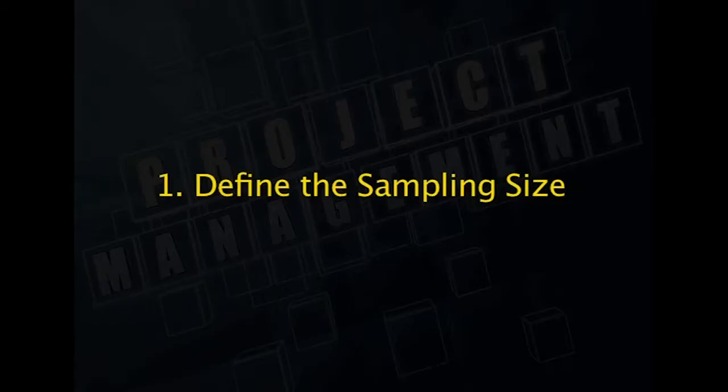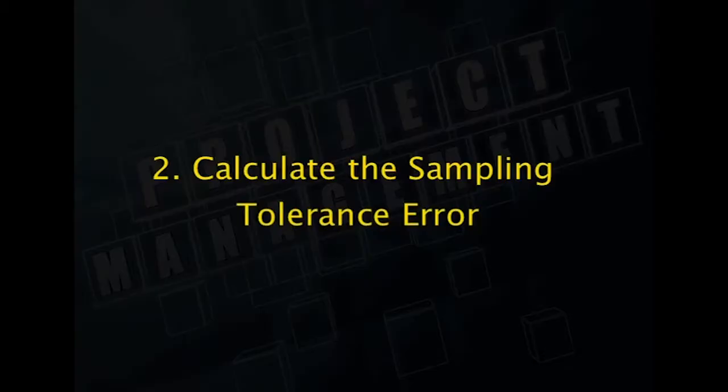There are 5 steps in sampling. First, define the sampling size. That is, a sample size of 100 respondents is often cited as a minimal number for a large population. Second, calculate the sampling tolerance error.